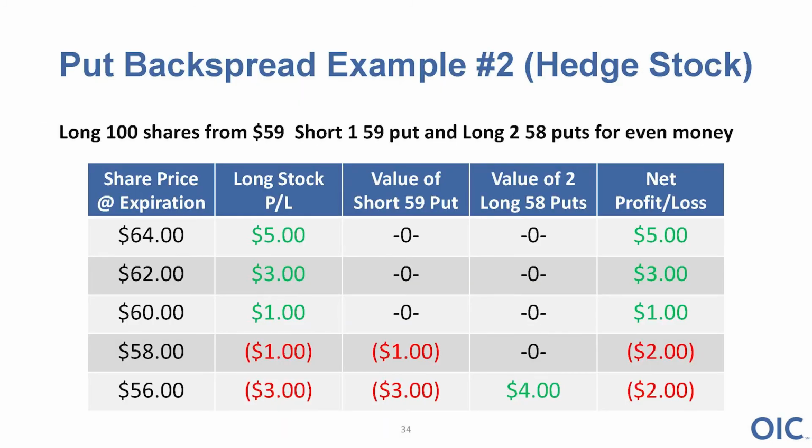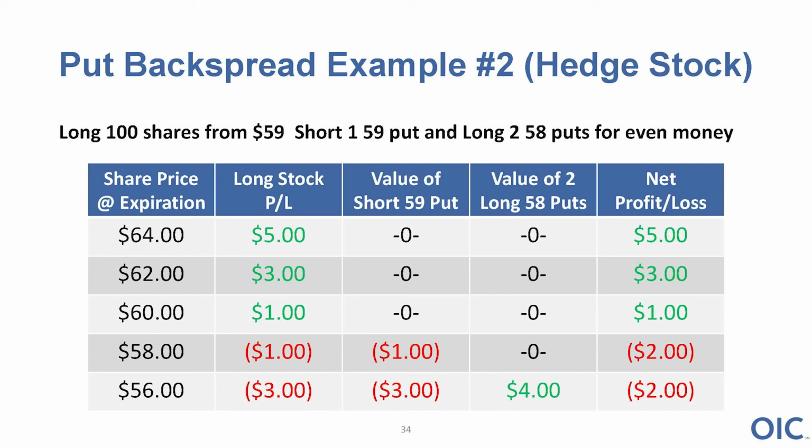So let's take a look at this example in a table. At expiration, if the stock is trading at 58, it goes right to our long strike. Well, we would lose $1 on our stock because we paid 59 for it. We would lose $1 on our 59 put because our 59 put would be worth $1, and our 58 puts would expire worthless. So you can see at 58, we would lose $2 or $200. But that's where the losses stop.